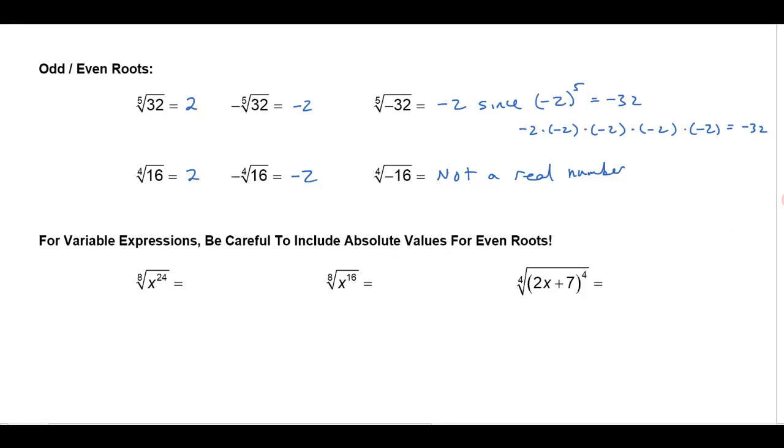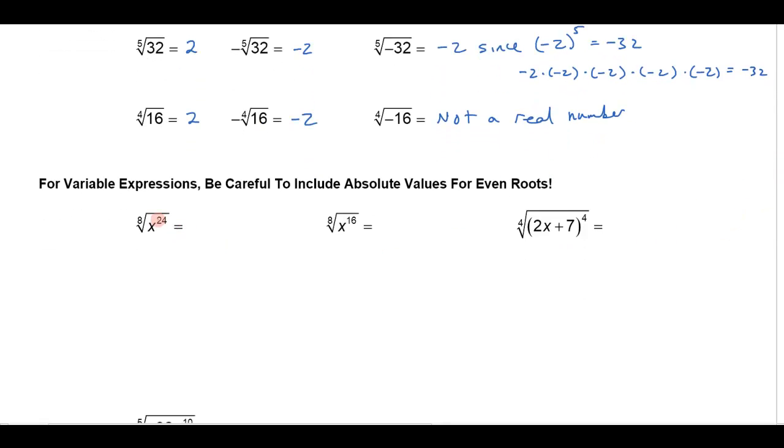All right. If we have some expressions dealing with even indices, you have to be careful to use the absolute value. So if I had the 8th root of x to the 24th, I'm thinking, what could I multiply by itself 8 times to get x to the 24th? Well, that would be x cubed, right? x cubed times x cubed times x cubed. If I do that 8 times, I'd end up with x cubed to the 8th power, and I'd multiply those exponents, and sure enough, that'd give me x to the 24th.